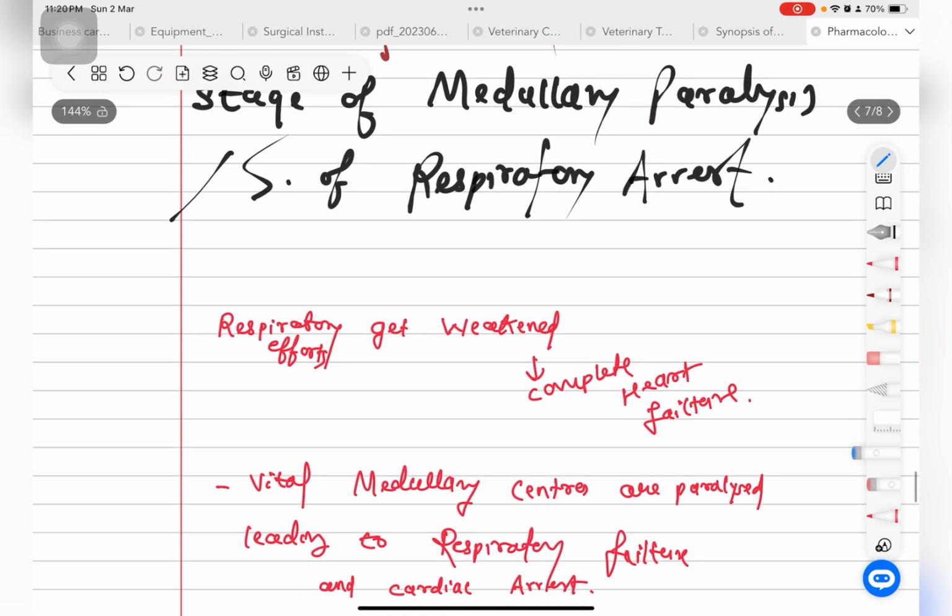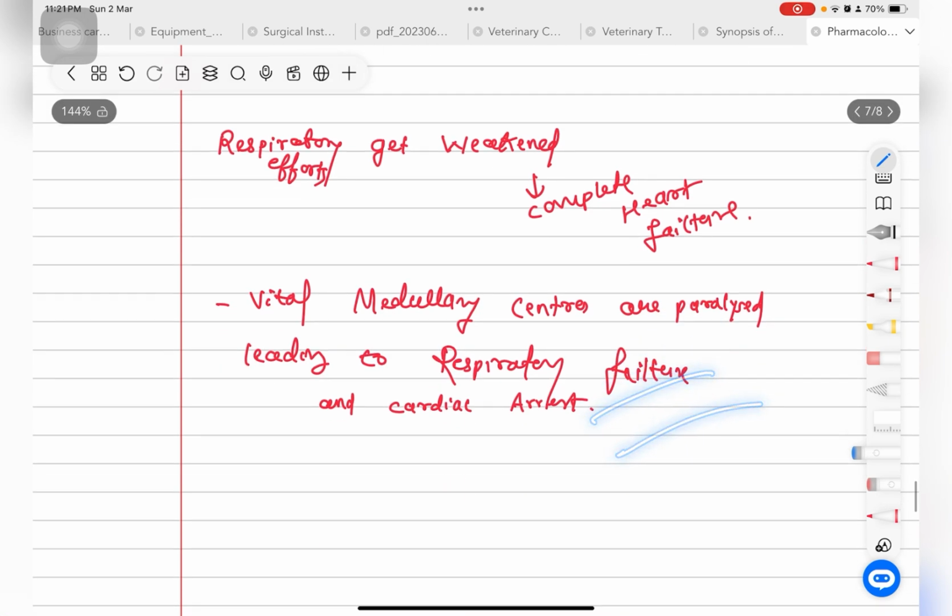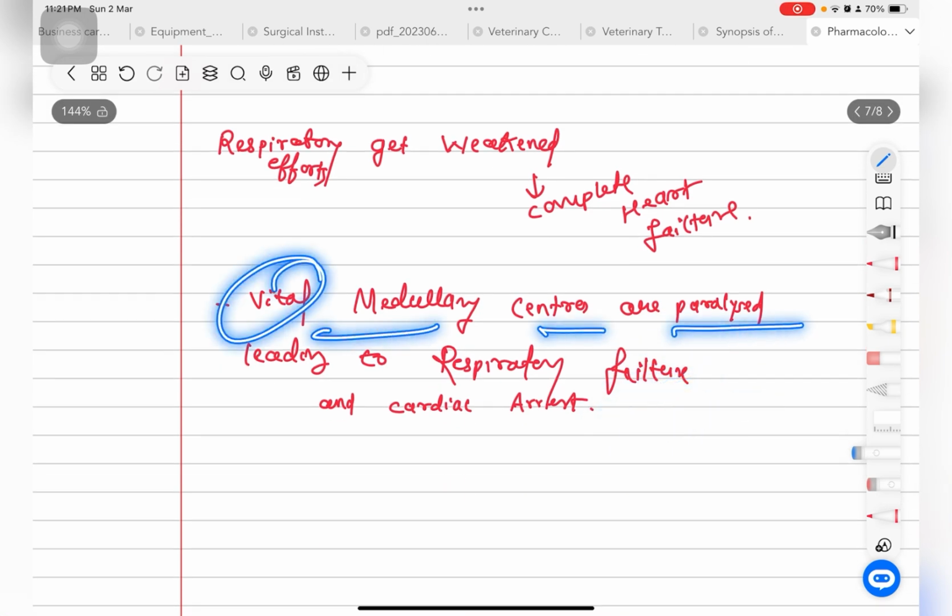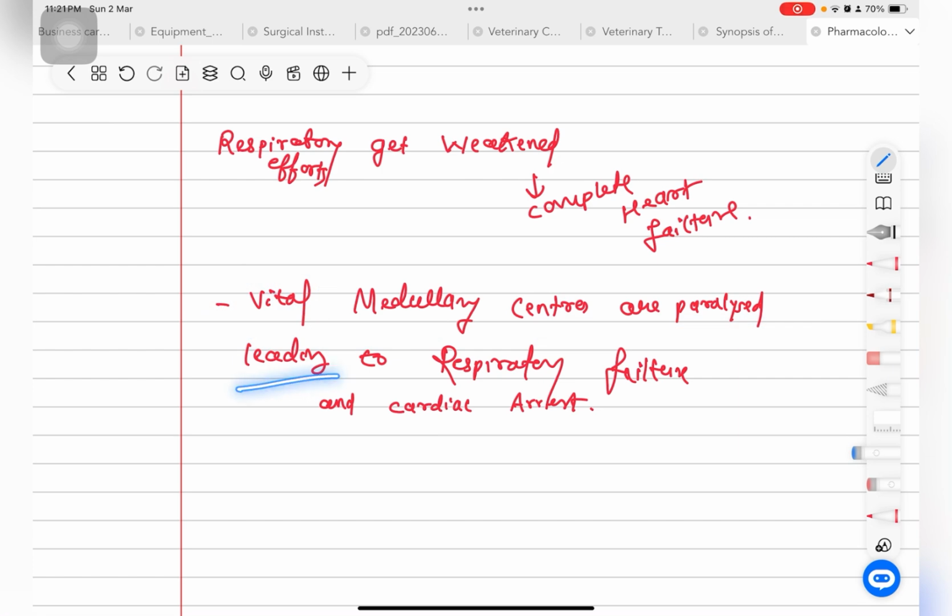Then stage 4. Stage 4 is also known as the stage of medullary paralysis or stage of respiratory arrest. In this stage, the respiratory efforts get weakened, which leads to complete heart failure. The vital medullary centers get paralyzed, leading to respiratory failure and cardiac arrest.